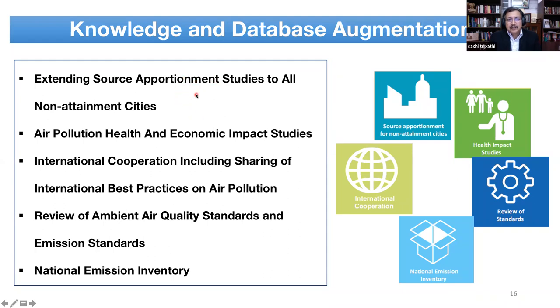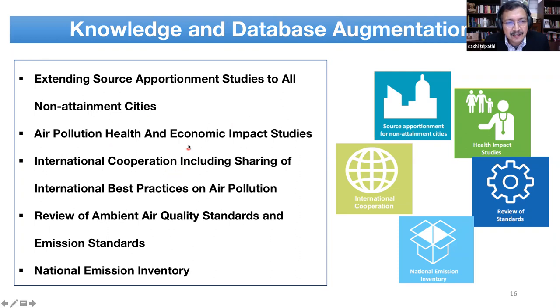There are, of course, new and more efficient ways of doing source apportionment studies that have come into being, which are called real-time source apportionment. Some of them have been tried in Delhi, where you can get real-time chemical characterization of PM2.5, and then in near real-time, within a few days or a week, you can get the source contribution. This kind of information can definitely be used to provide dynamic input into air quality management.